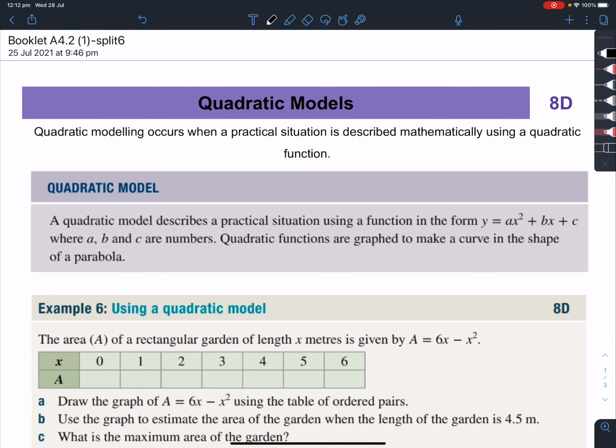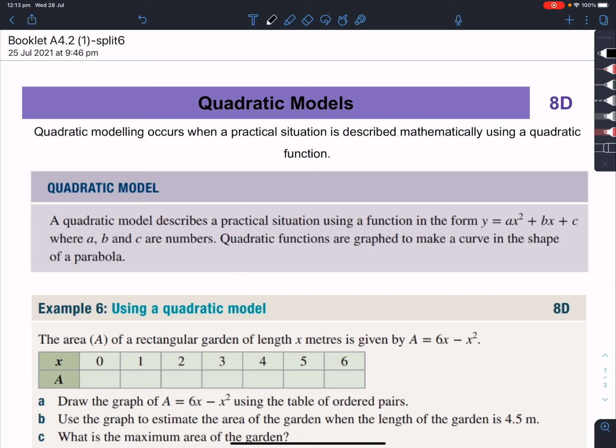Exercise 8D, quadratic models. So last lesson we had a look at quadratic functions. Quadratic functions are the nonlinear graph of an equation with the highest power of 2. If the highest power of 2 is in an equation, what it will graph is a parabola, either a happy parabola or a sad parabola, and depending on how complicated the equation is, if anything's added to it, it will move where its vertex is.